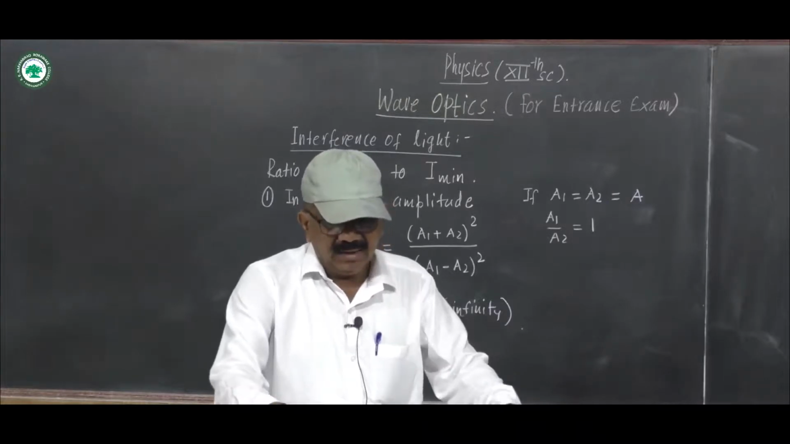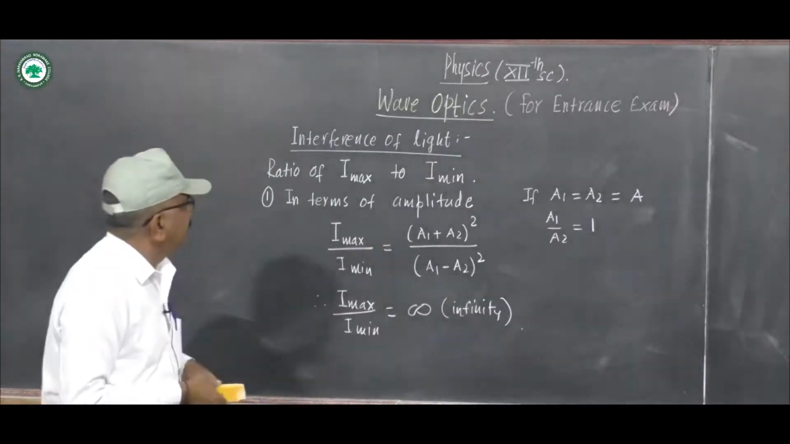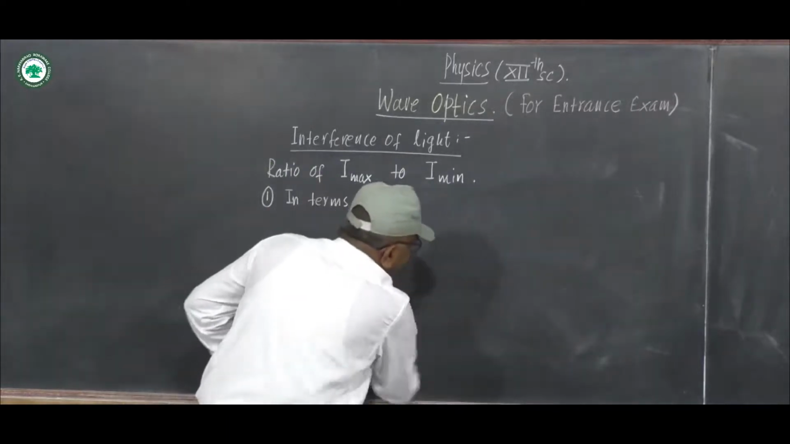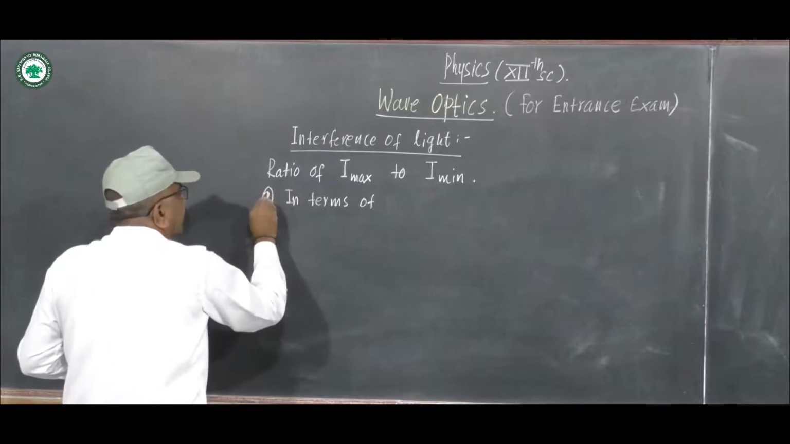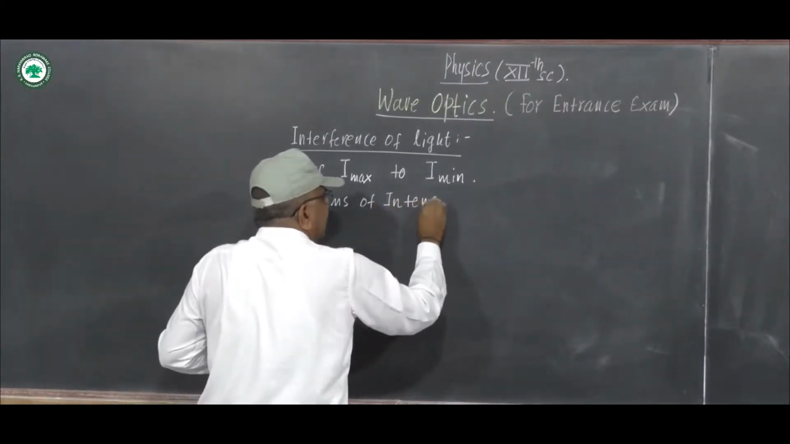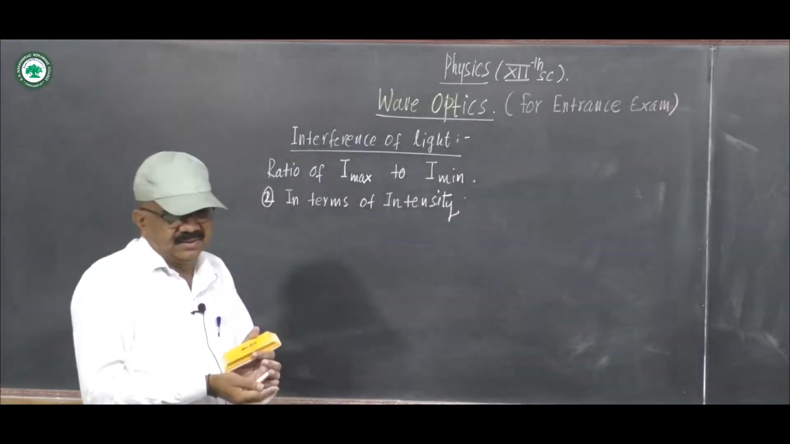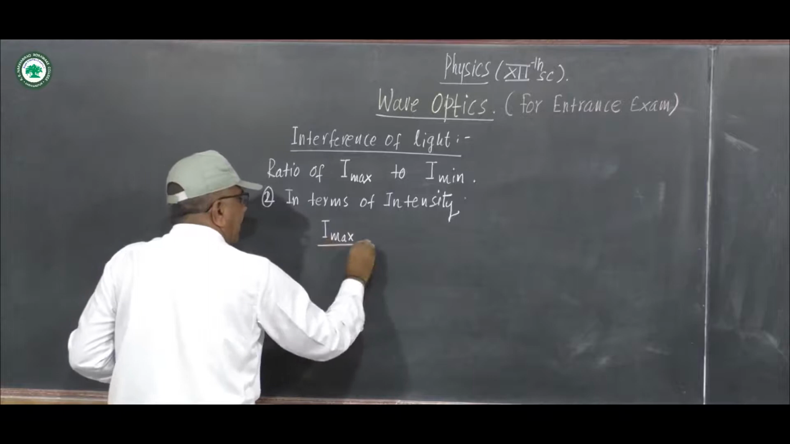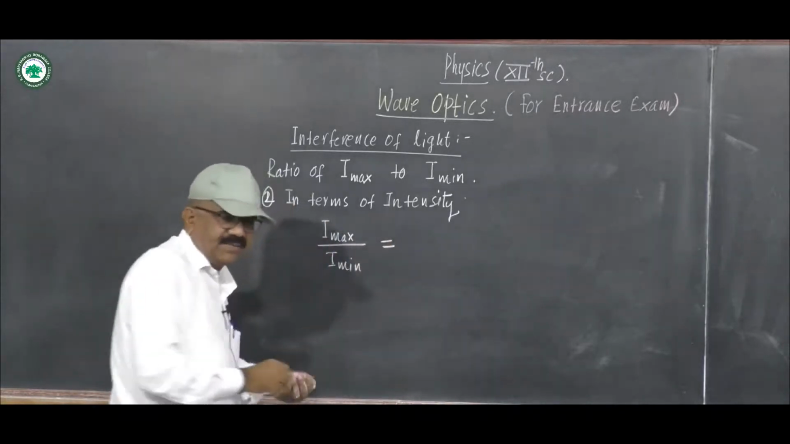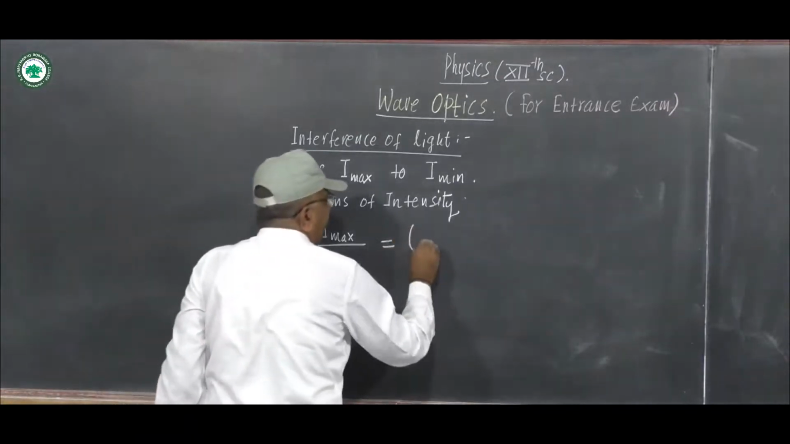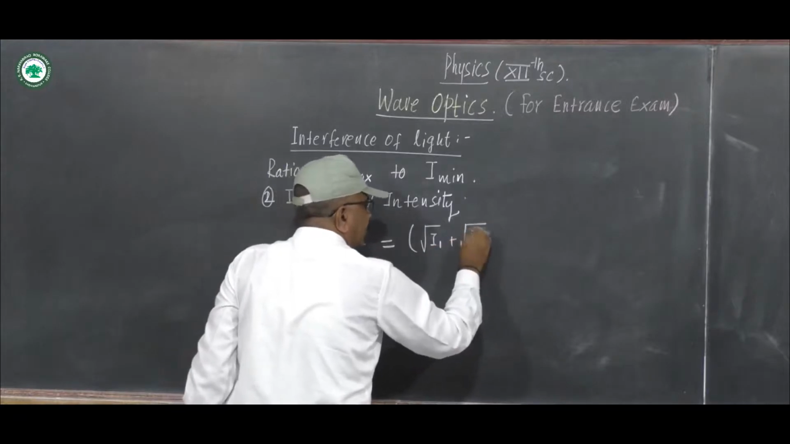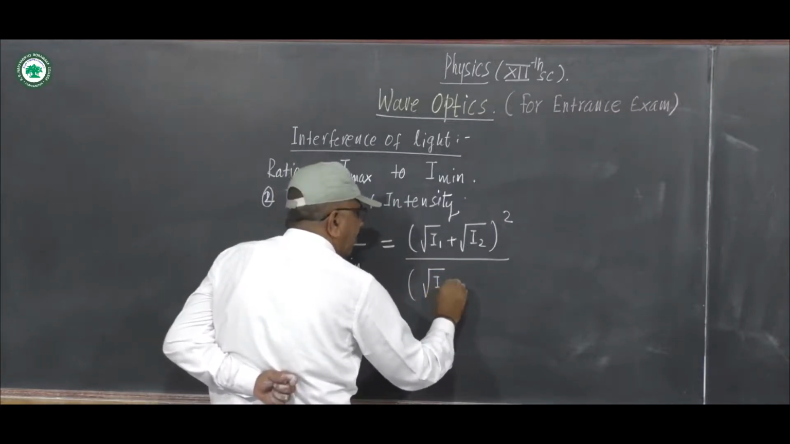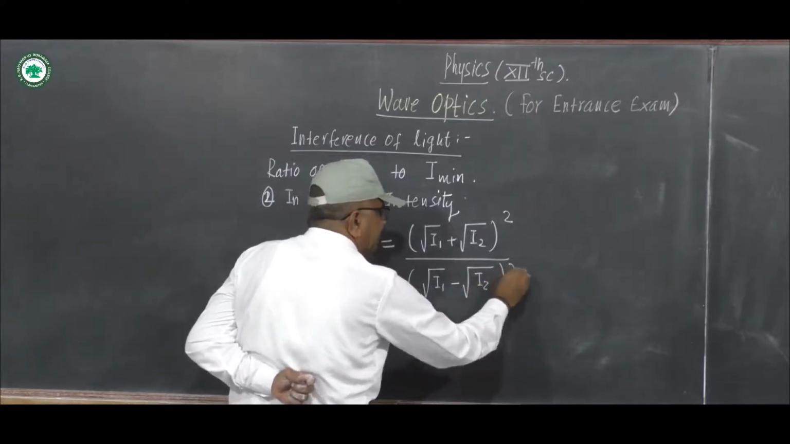Now secondly, we find the ratio of I max to I minimum in terms of intensity. These formulae are very important. In terms of intensity, the I max to I minimum ratio is equal to (square root of I1 plus square root of I2) squared divided by (square root of I1 minus square root of I2) squared.